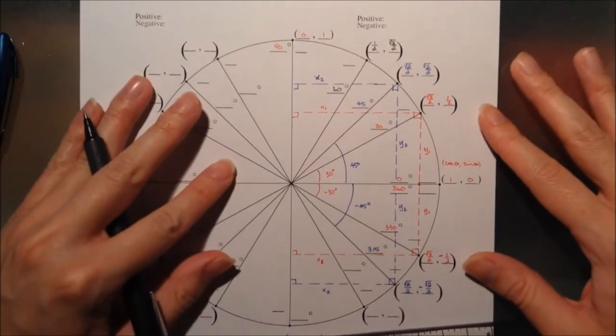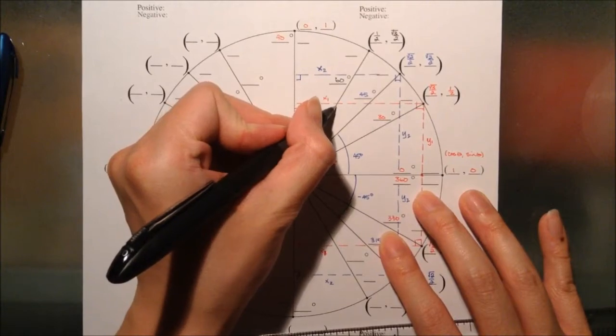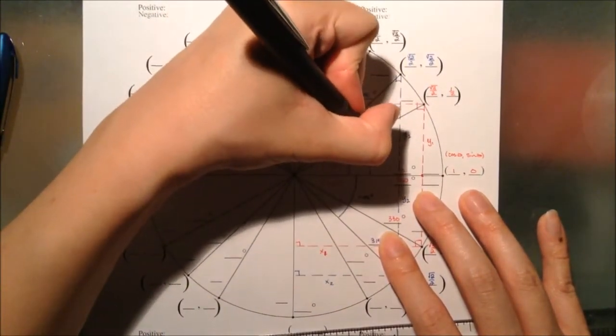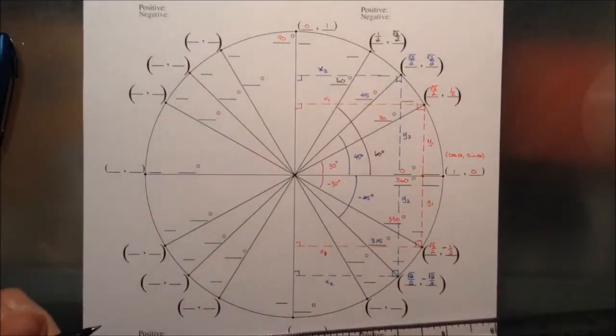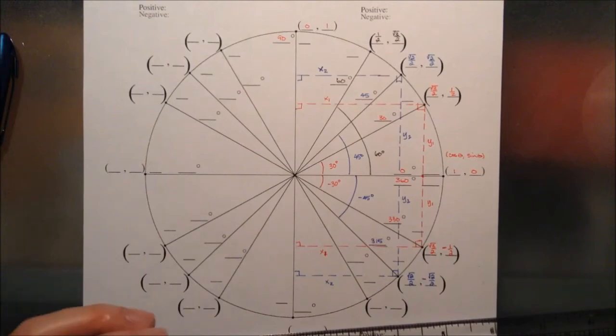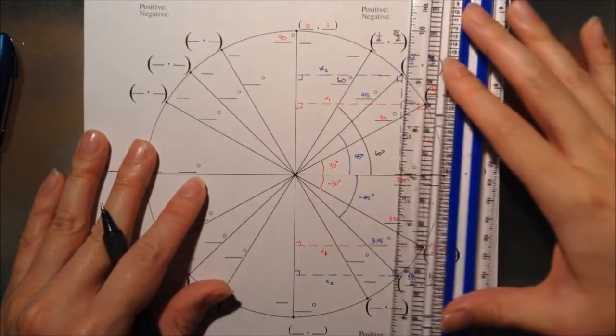Alright, so let's talk about the 60. So I'm going to draw our 60. Alright, so using the same process, the same concept, I'm going to connect these 2 points together with a vertical line.